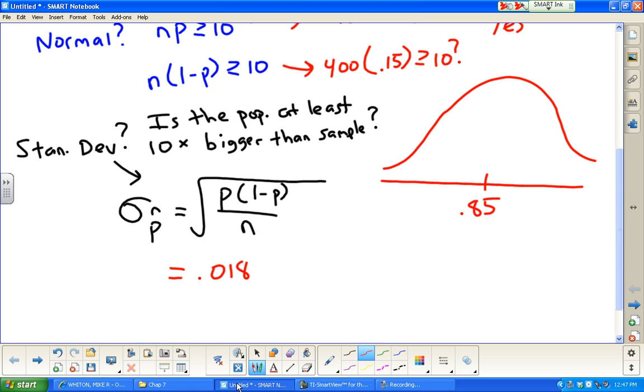So if we went out, we can usually go 2 or 3 standard deviations out, so this number would be 0.85 plus 0.018, so whatever that would be, like 0.868, I believe, something like that. So we can put that on there just to see where we're at. And then of course we would be adding another standard deviation and another standard deviation.